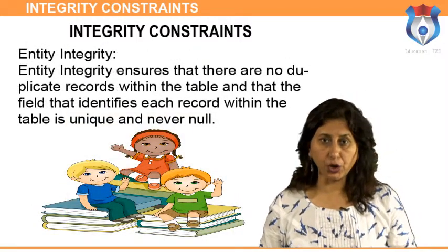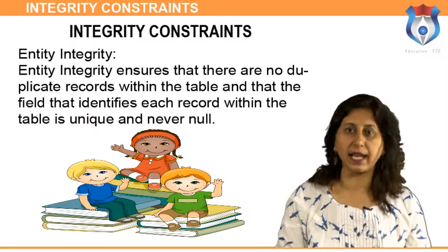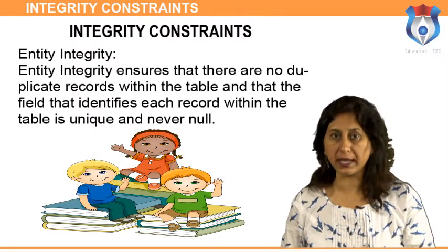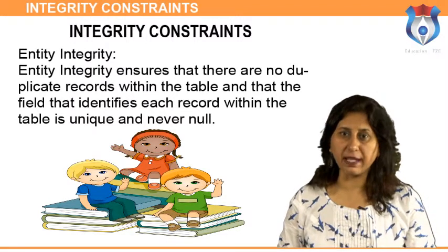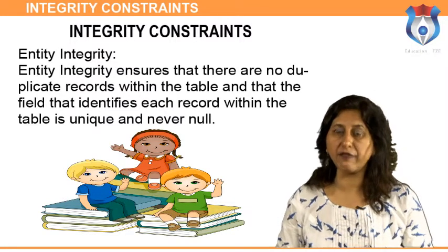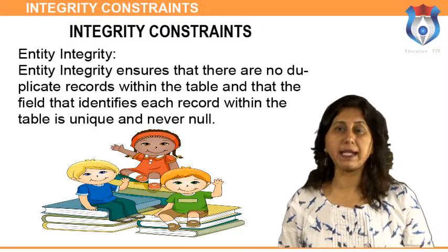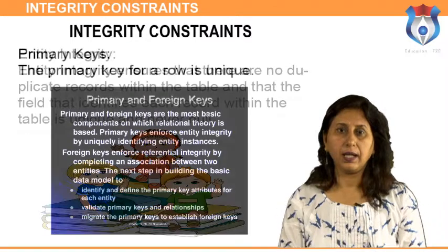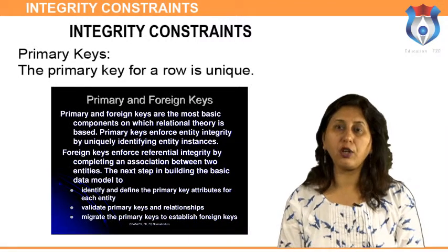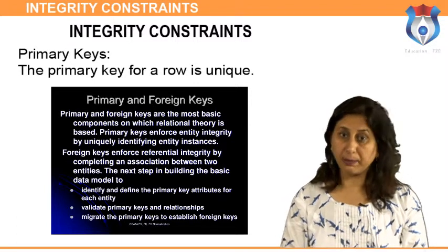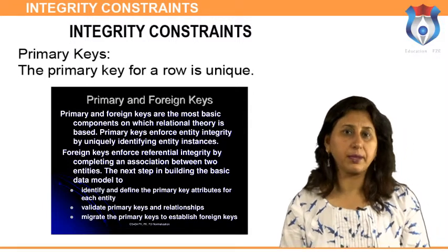Entity integrity ensures that there are no duplicate records within the table and that the field that identifies each record within the table is unique and never null. Entity integrity specifies that the primary keys on every instance of an entity must be kept, must be unique, and must have values other than null. The primary key for a row is unique. It does not match the primary key of any other row in the table. The primary key is not null.